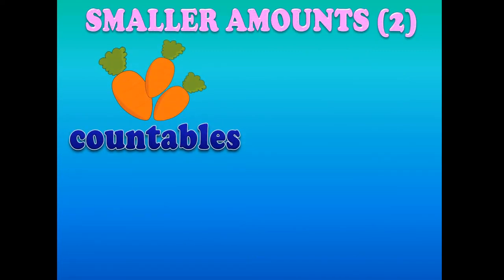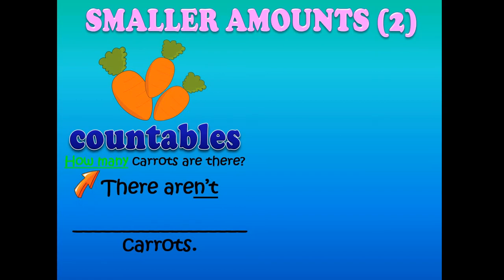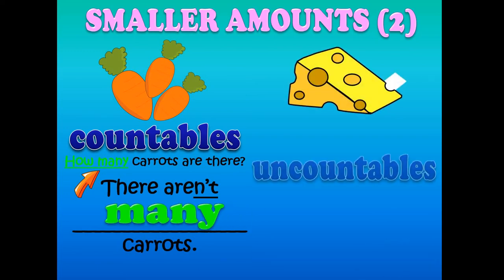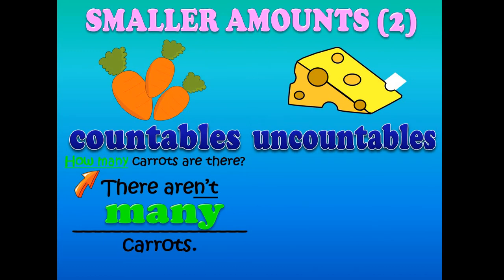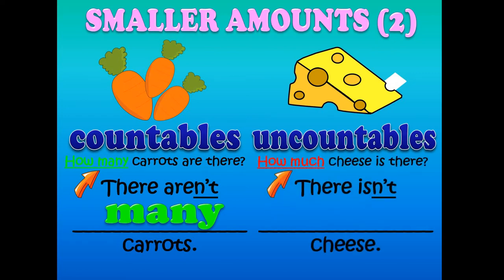Now, let's move to smaller amounts, part 2. Also carrots. The question, do you remember? Yes. How many carrots are there? Now, I'd like you to use negative answers. Now, the answer, there aren't. Of course, you can't say there aren't some carrots, as some and a lot of are used only in affirmative or positive sentences, right? So can you guess the answer? Good boys. There aren't many carrots.